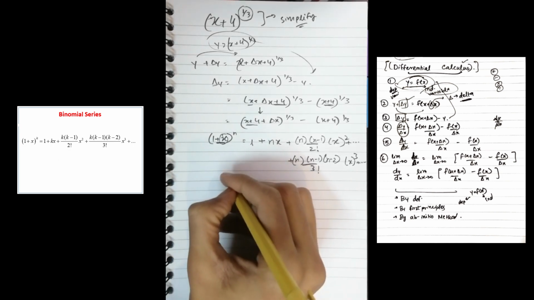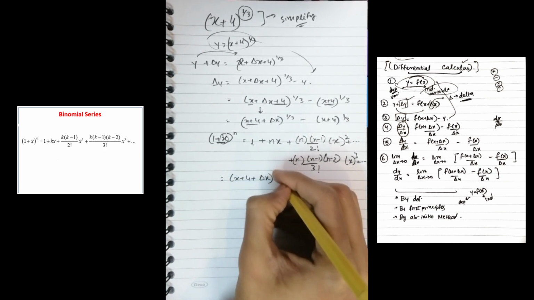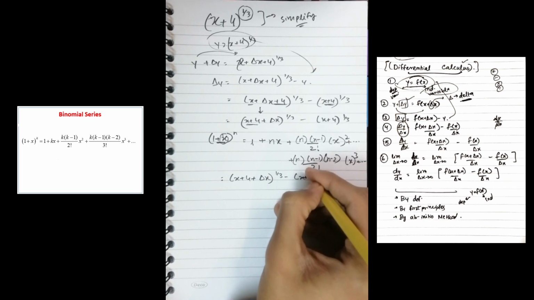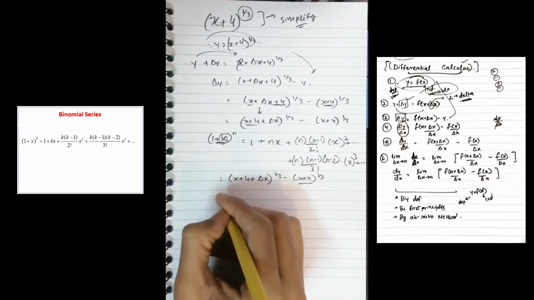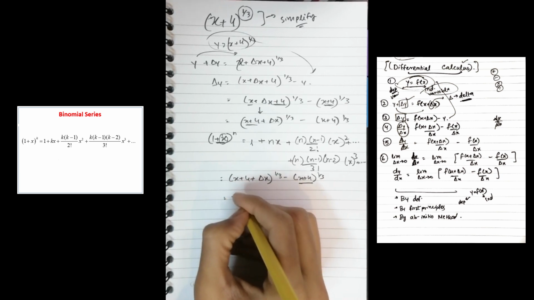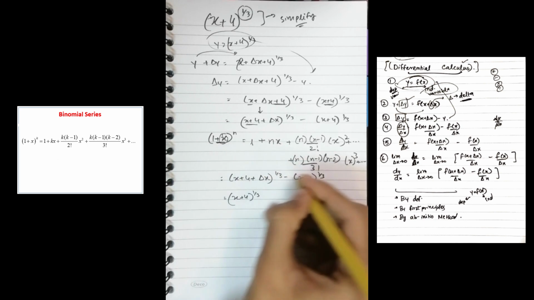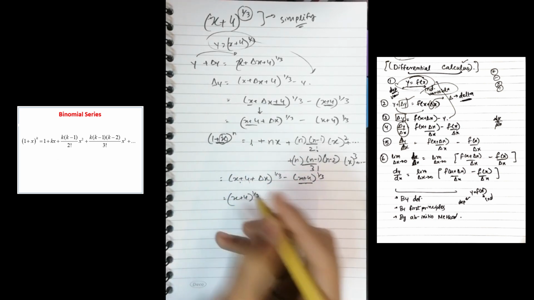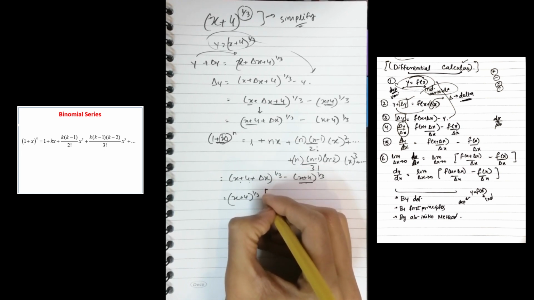So let's rewrite it: (x+4+Δx)^(1/3) minus (x+4)^(1/3). Now you can see that (x+4)^(1/3) is common over here, so I'm just going to take it out common. Now what would happen? You can see x plus 4 and x plus 4 is present over here, so I can simply take it out common. Let me just use a big bracket over here.